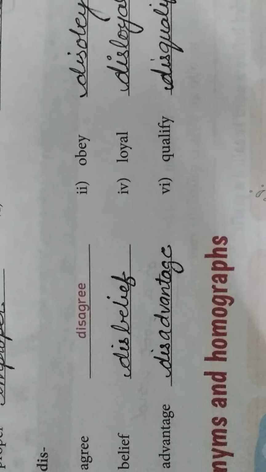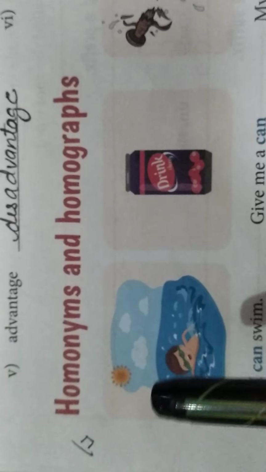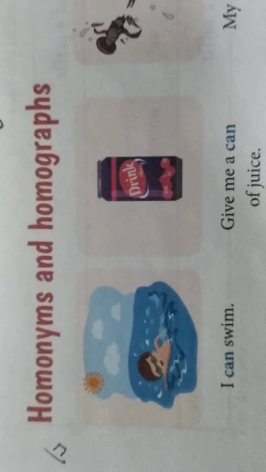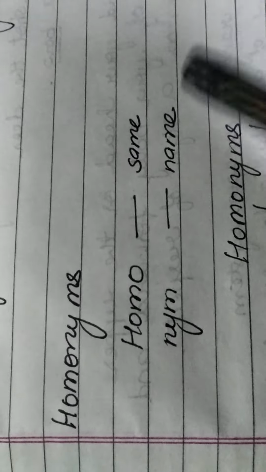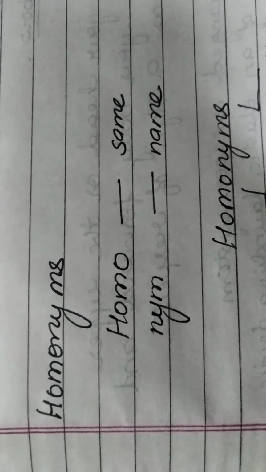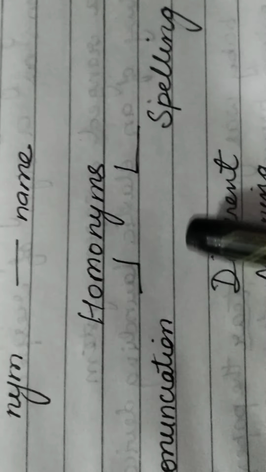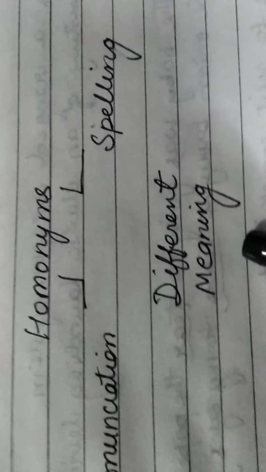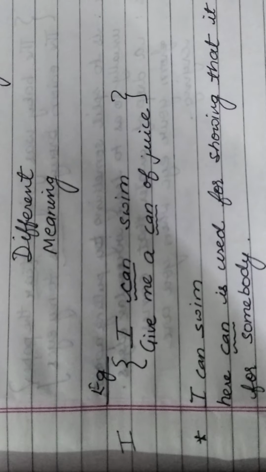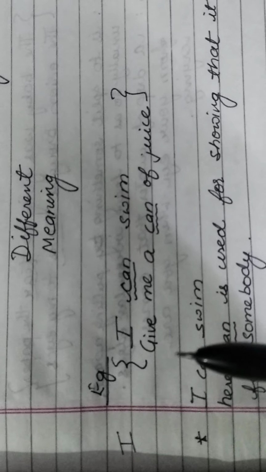Okay. Now children, let's study what are homonyms and homographs. Okay. Children, homo means same and nym means name. So children, homonyms are those words that have the same pronunciation, means same sound and same spelling, but they have different meaning. Okay. So children, let's see a few examples which will make your concept of homonyms more clear. The first one: I can swim, and give me a can of juice. So these are two sentences. Here can, pronunciation is same, spelling is same, but it has different meaning.